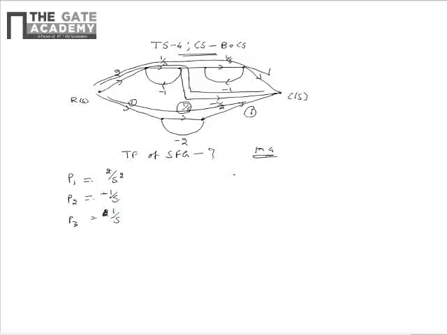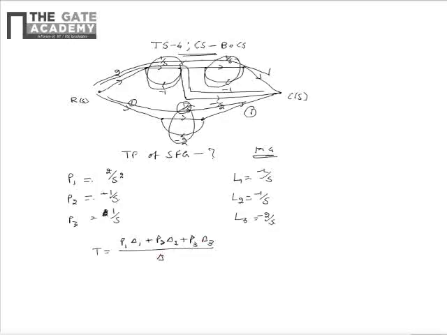Now let us consider the three individual loops. The loop gain of L1 is -1 by S. The loop gain of L2 is -1 by S. And the loop gain of L3 is -2 by S. From this we see that by Mason's gain formula, the overall transfer function T can be written as P1 delta 1 plus P2 delta 2 plus P3 delta 3 divided by delta. In this, we know P1, P2, P3, we need to find the delta terms.